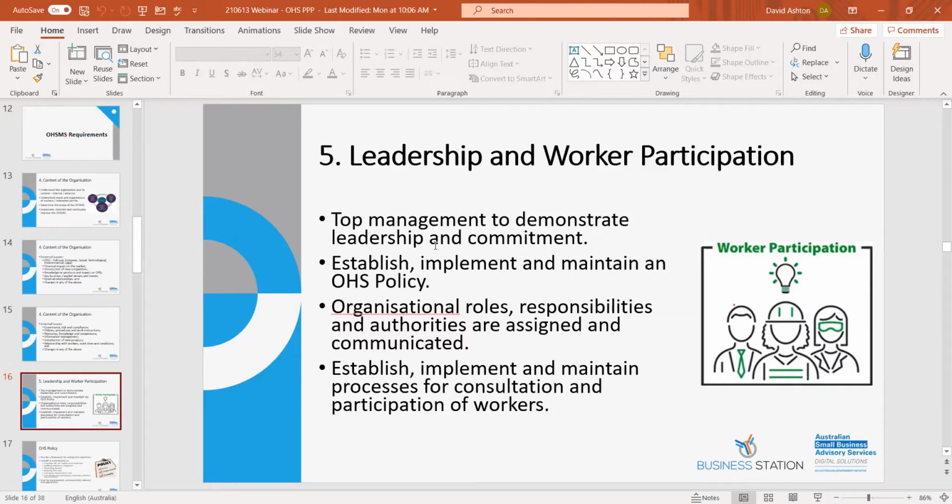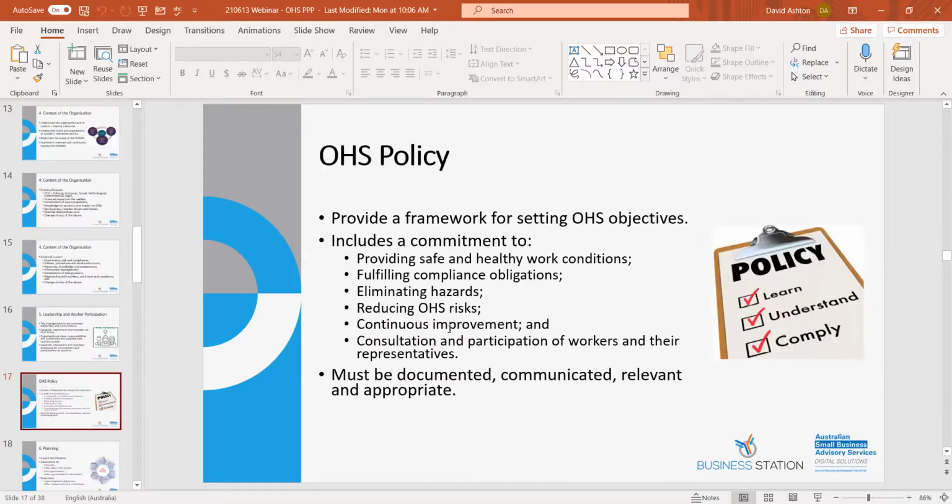So, depending on the size of your business, setting up a workplace health and safety committee, toolbox meetings, regular staff meetings, newsletters, a notice board, anything that encourages consultation with your employees, but also their participation in ensuring a safe working environment as well.